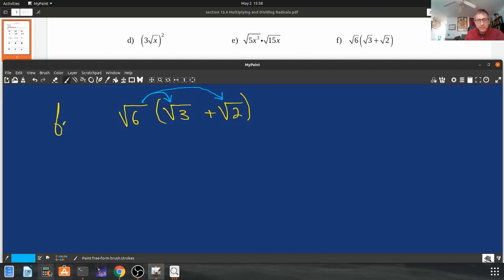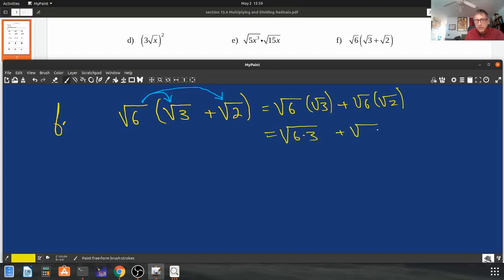Remember that one? So this is equal to the square root of 6 times the square root of 3 plus the square root of 6 times the square root of 2. And now I'm going to go ahead and use the product rule here. This is the square root of 6 times 3 plus the square root of 12. So this is equal to the square root of 18 plus the square root of 12.